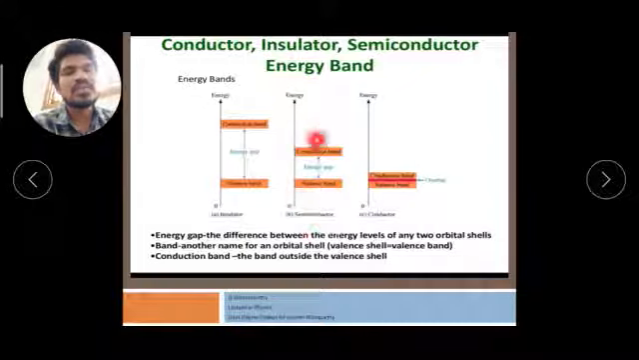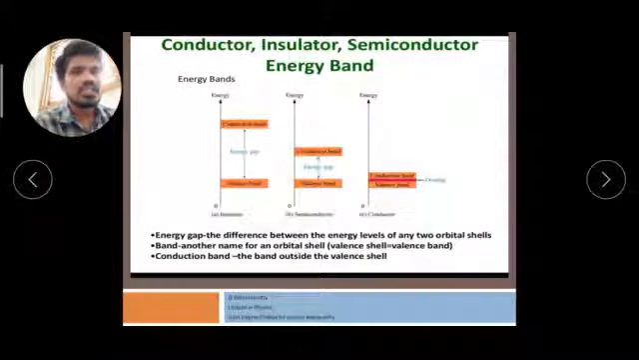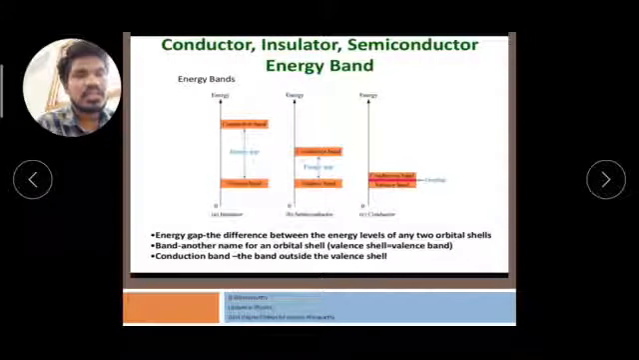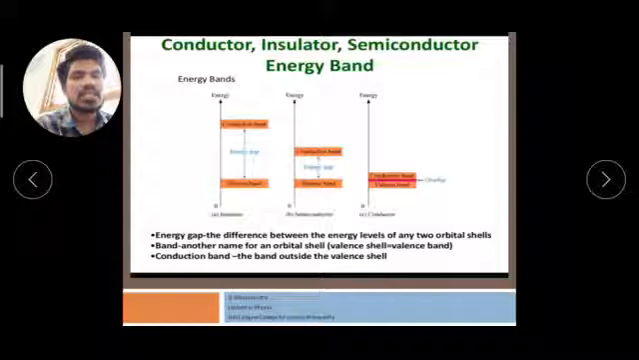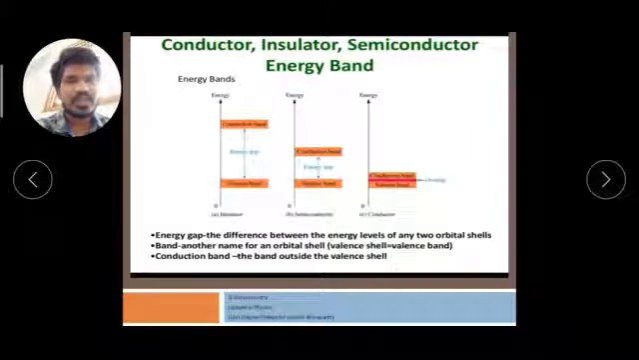But here you see the second figure shows the semiconductor energy bands. The energy gap between the valency band and the conduction band lies between that of conductors and insulators. So the energy gap is the difference between the energy levels of any two orbital shells. Another name for an orbital shell is a band. The conduction band is the band outside the valency band. So these are the three bands present in the atomic structure.